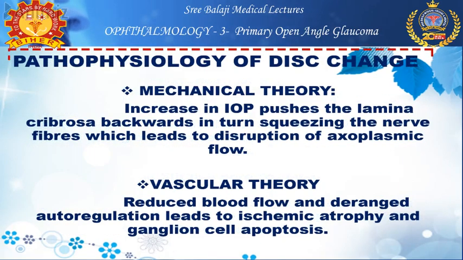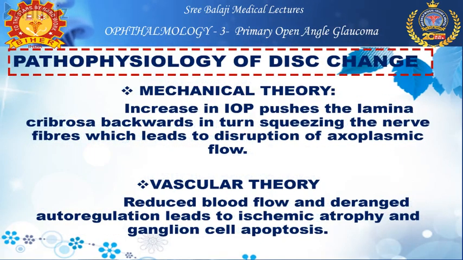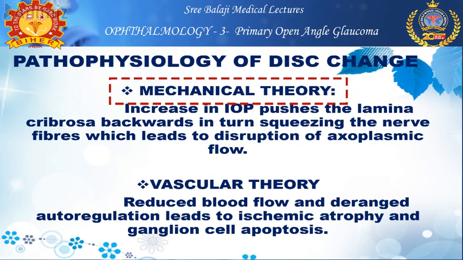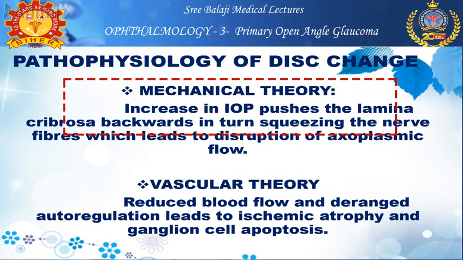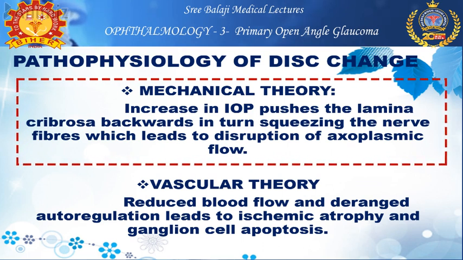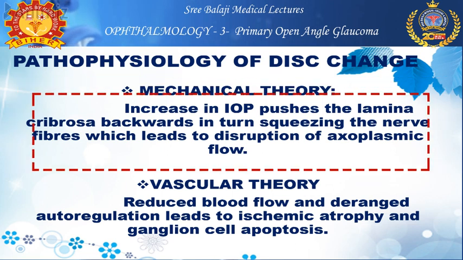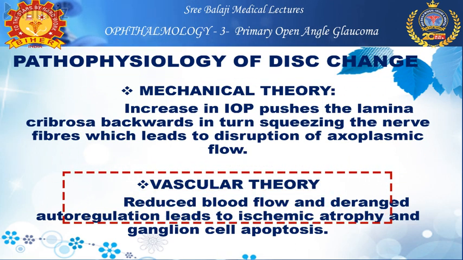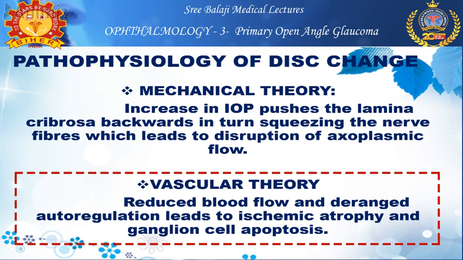There are two theories implicated in the pathophysiology of disc change. One is the mechanical theory, in which increase in intraocular pressure pushes the lamina cribrosa backwards, in turn squeezing the nerve fibers, which leads to disruption of axoplasmic flow. In the vascular theory, there is reduced blood flow and deranged autoregulation, which leads to ischemic atrophy and ganglion cell apoptosis.